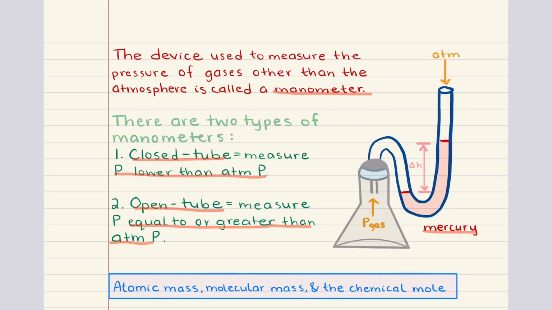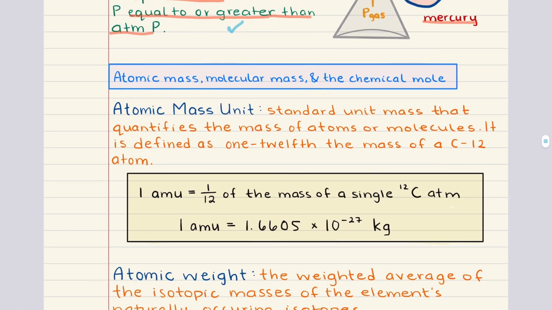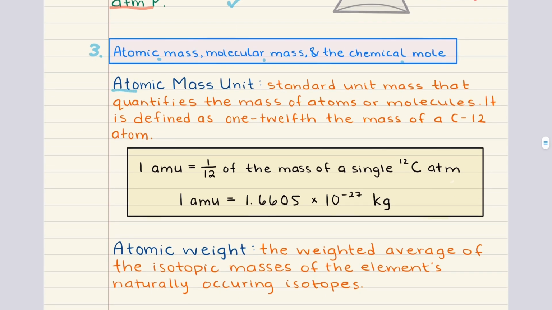Now that is objective 2 for us. Let's move on to objective 3. Here we're going to talk about atomic mass, molecular mass, and the mole. To begin, we need to define a standard way to describe the mass of atoms and molecules.